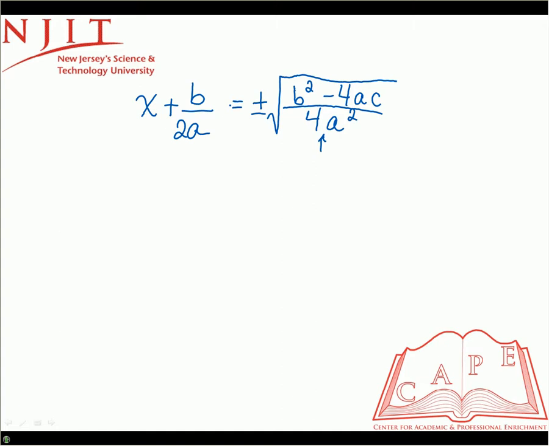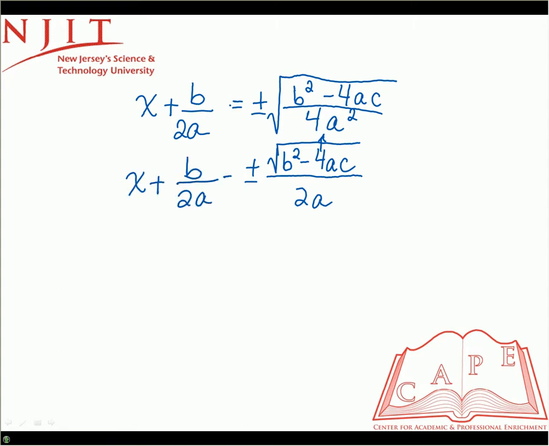So we're going to do that. So on the right side, on the denominator, what's the square root of 4a squared? It's going to be 2a. And then in the numerator, you still have b squared minus 4ac. And then I'm just going to rewrite the left side. Okay. So then, we're almost there. Next part is we need to get x by itself on the left, so we're going to subtract b over 2a on both sides.